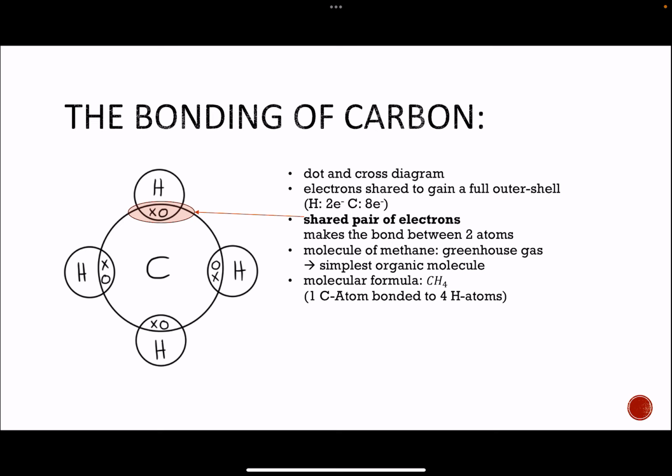So the carbon atom has 4 electrons. They are represented by crosses. And every hydrogen atom has 1 outer shell electron, and it's represented by a dot. And here, if you have a look at the encircled area, we have the situation that the carbon atom shares its electron with the hydrogen atom and vice versa. And that happens 4 times in this molecule.